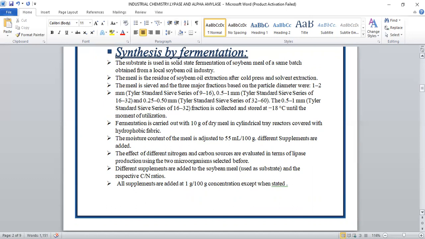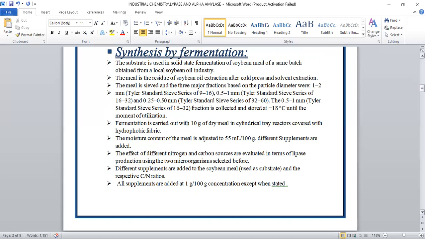The meal is sieved, and the three major fractions based on the particle diameter were 1 to 2 millimeter, 0.5 to 1 millimeter, and 0.25 to 0.50 millimeter. The 0.5 to 1 millimeter fraction is collected and stored at 18 degrees Celsius until the moment of utilization. Fermentation is carried out with 10 grams of dry meal in cylindrical tray reactors covered with hydrophobic fabric. The moisture content of the meal is adjusted to 55 milliliter per 100 gram.